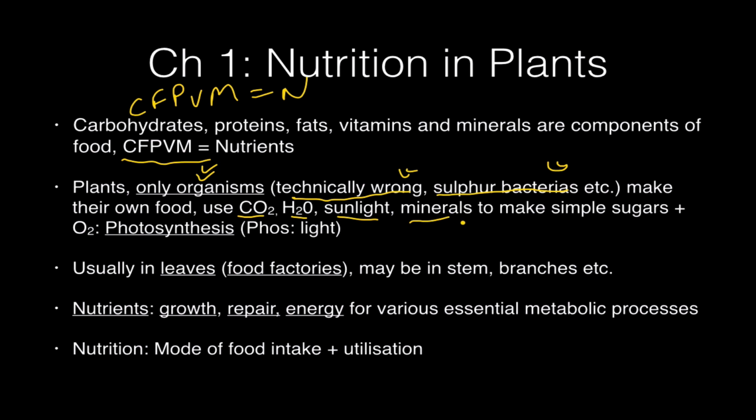They take minerals, carbon dioxide, water, sunlight to make simple sugars like glucose, and they release oxygen in the process. This process is called photosynthesis. Phos means light. So what happens in photosynthesis is, let's say there is something called chlorophyll. Okay, so chlorophyll will absorb the PAR, that is photosynthetically active radiation, and the light energy will be coming.